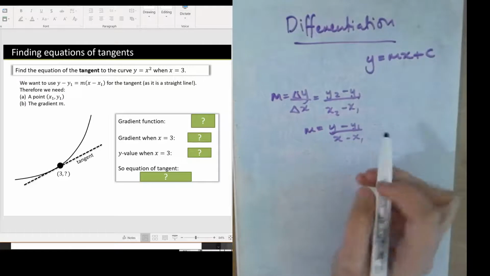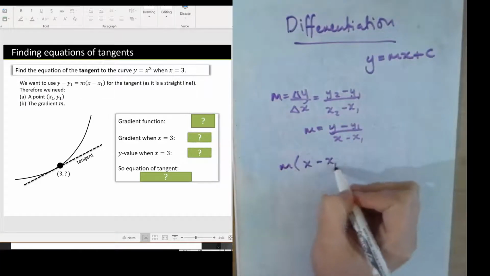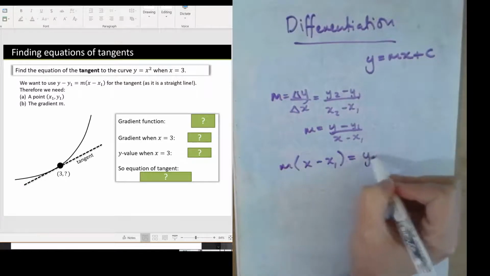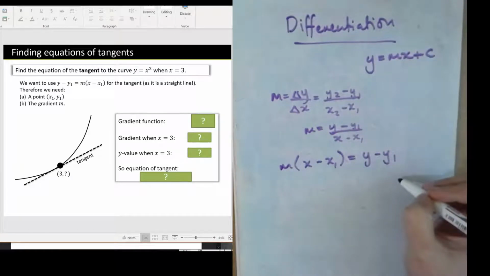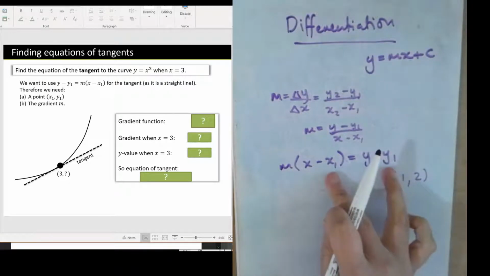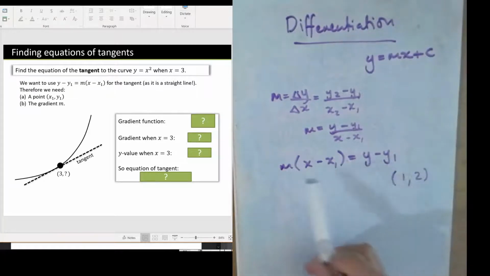But rather than putting it in this form, all they do is just bring the x out there. So m times x take away x1 is equal to y take away y1, which is exactly all they're talking about. So if someone gives you a coordinate, they might give you a coordinate of, say, I don't know, 1, 2. Then where it says x1 and y1, that is where you would insert these two. So the x, the y, and the m is a constant, but the x and the y would remain as variables. Does that make sense?